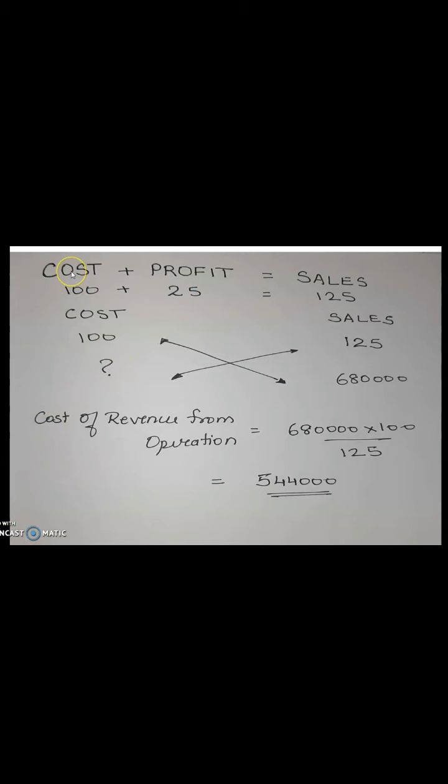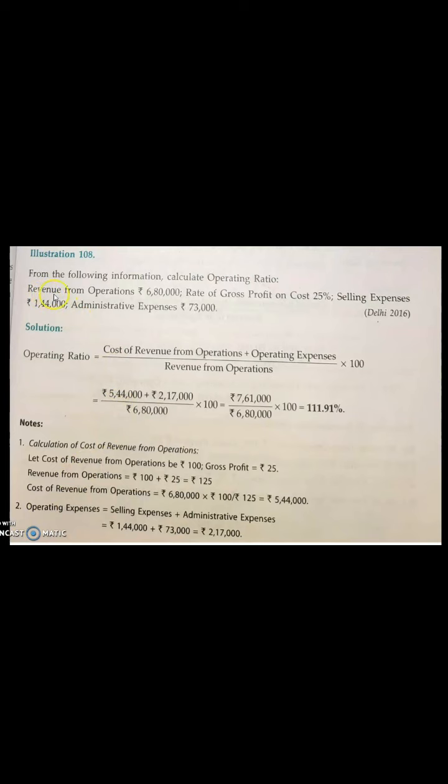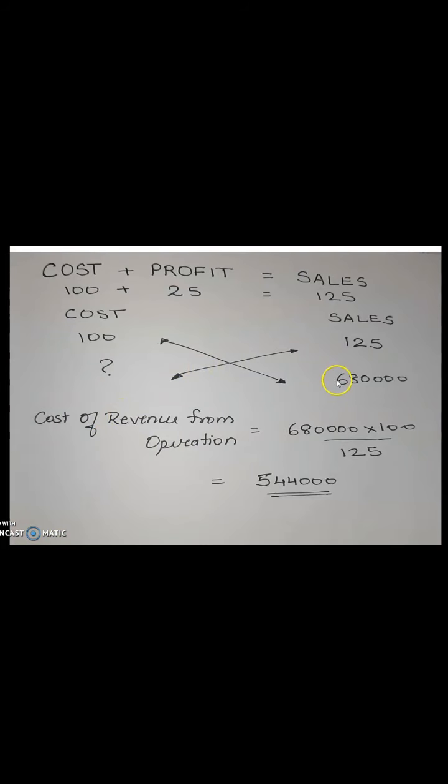Let me give you a more detailed idea about the formulas. Look here. Cost is 100. We have assumed that cost is 100. In the question it is given that profit is 25. So what will be the sales? 125. If you are assuming that cost is 100 rupees, you are selling that product for 125. In the question, revenue from operation, that is sales, is given to you as 6,80,000. So if sale is 6,80,000, what will be your cost?